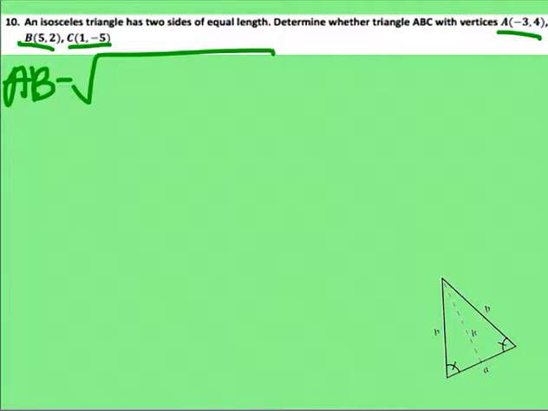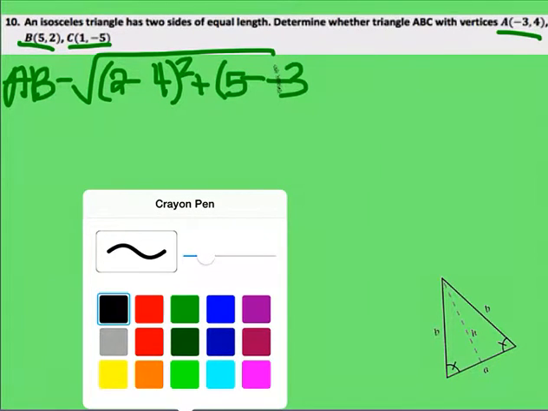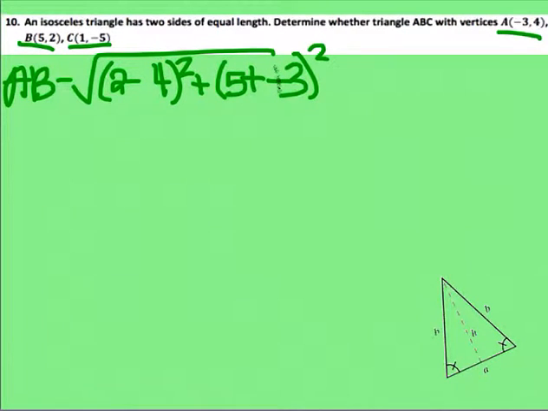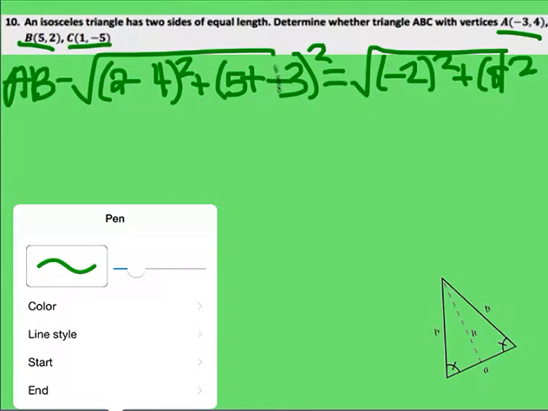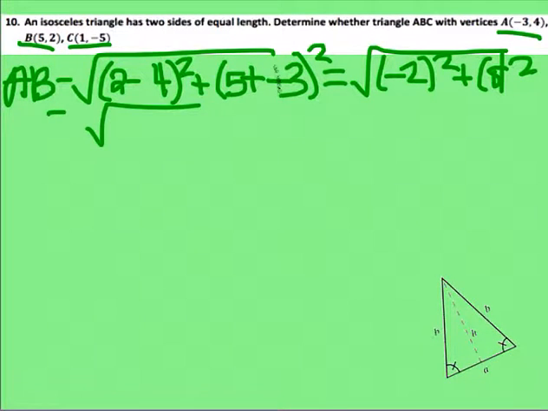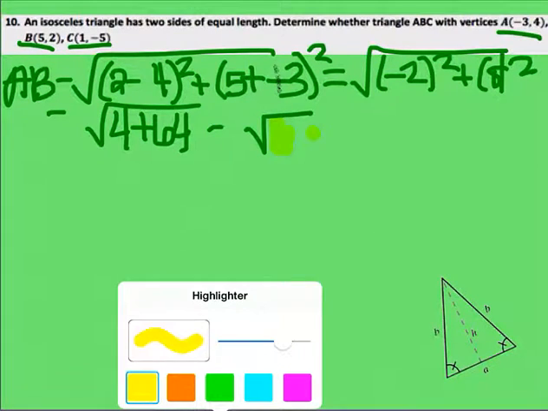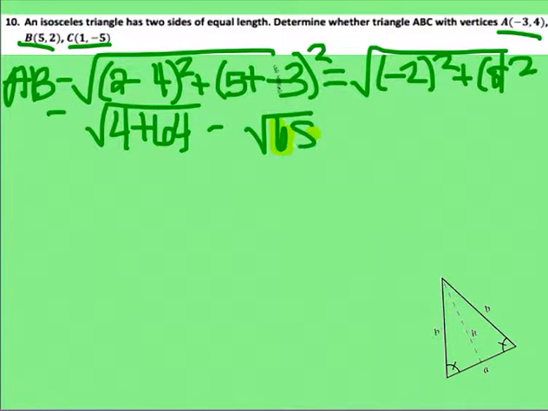Okay, so I'm going to have y2 minus y1, and then x2 minus x1, subtract a negative, becomes plus a positive. So then I end up getting (-2) squared plus 8 squared. So that's going to be 4 plus 64. Okay, so that's going to give me the square root of 68. Okay, so now let's take a look at BC.